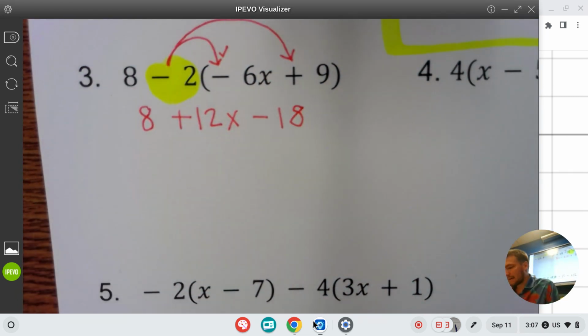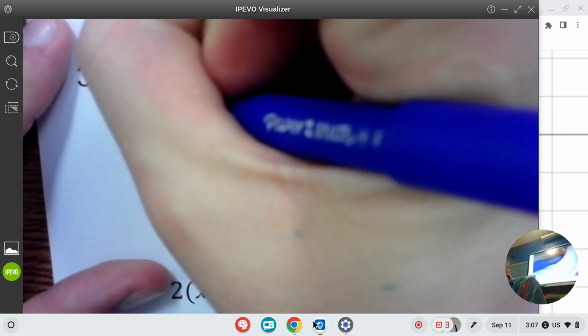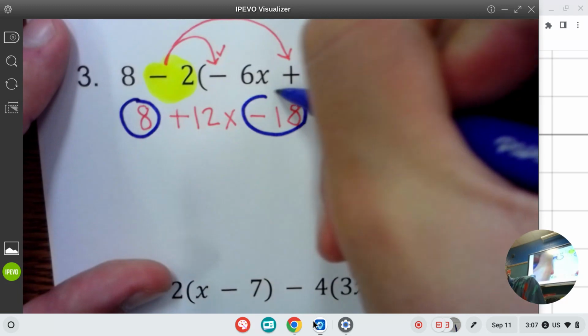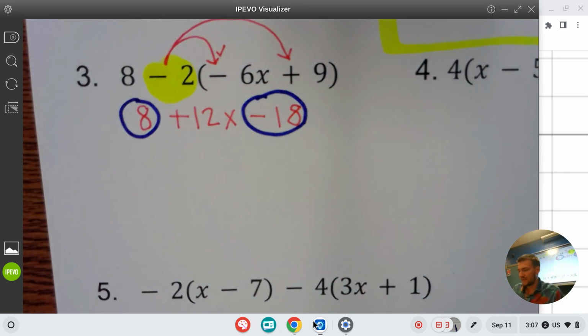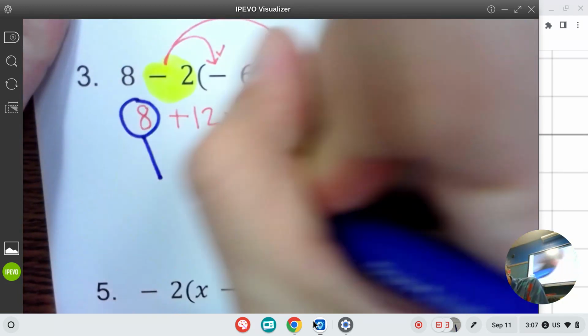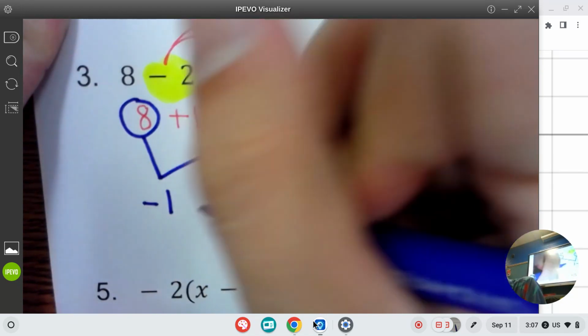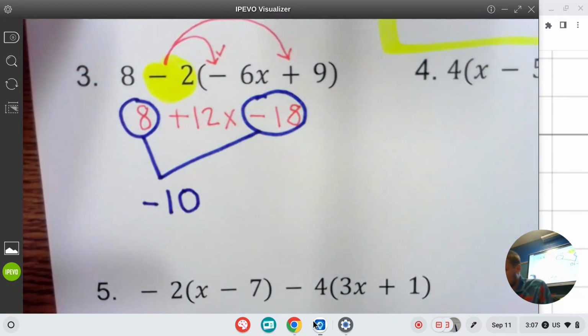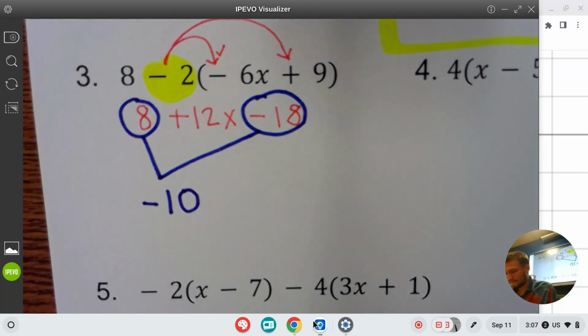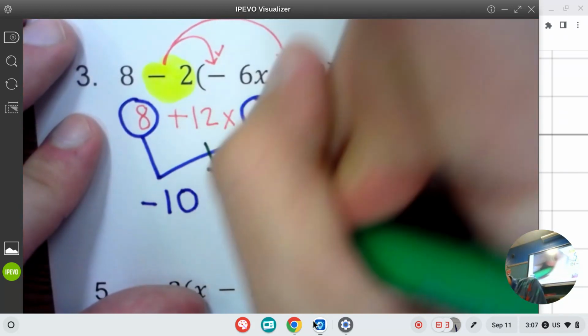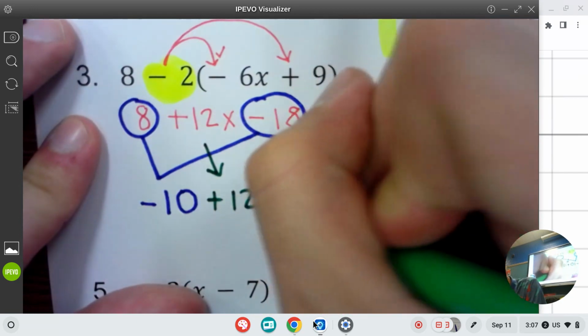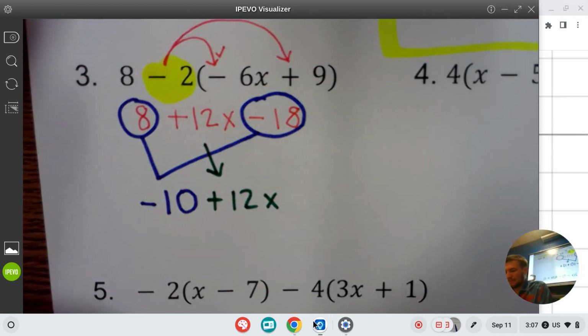Now it's time to combine. Which are the ones that combine together? Of course, it's the 8 and the negative 18. You guys have been so good at that the whole year. When we combine these together, negative 10. You're correct. That is going to be negative 10 plus 12x. And I like that as well. Plus 12x.